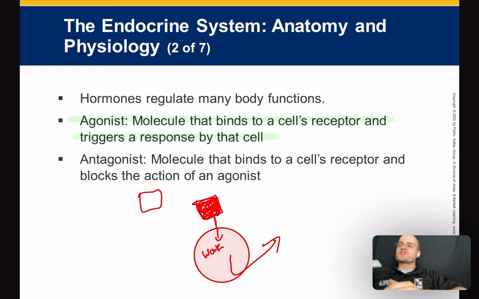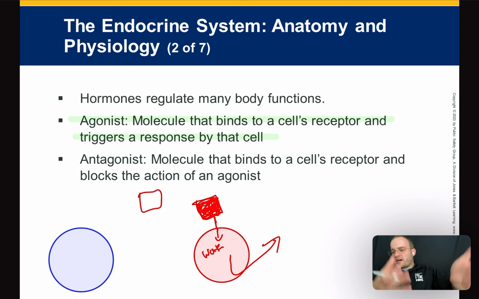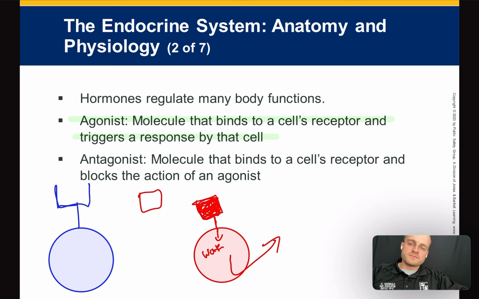And then there's this other guy called an antagonist. All right, same cell. Who cares what the cell is? Doesn't matter. But we have a receptor that looks like this. And what happens is when you have an antagonist, let's say this is a drug called Narcan. You ever heard of naloxone, Narcan? It's an EMT drug, and it's floating around in the body. We just gave it through our IV.